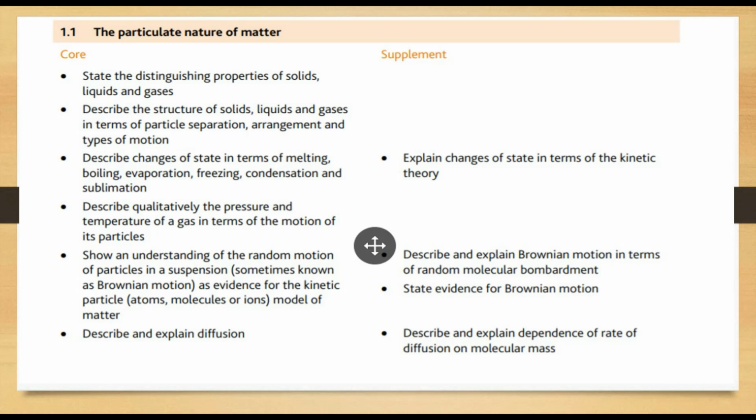We are left with just the last one, where my arrow is pointing: describe and explain dependence of rate of diffusion on molar mass or molecular mass. This you have to show, and then we are also going to explain and describe diffusion more briefly and in more detail. So let us get started.